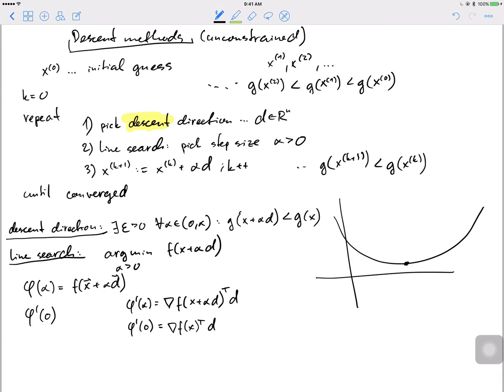Now, on the other hand, I can also write this differently, right? Let me do it like this. On the other hand, you know how a derivative is defined, right? The derivative is the limit of the function, in this case f of x plus alpha d, minus the function at 0, so that's f of x, divided by alpha, where alpha goes from the right to 0. It's just a little bit of calculus, but it's not that hard.